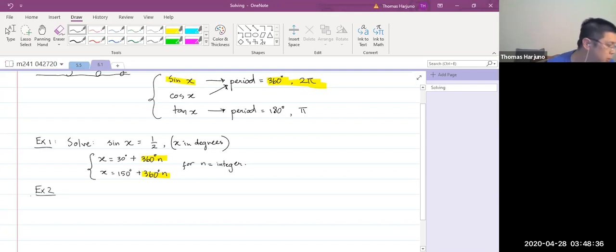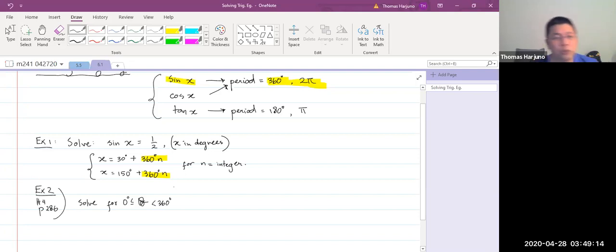I do question number 4 in section 6.1. This is page 286. Number 4. 2 cosine, so let me write the question first. Solve for theta between 0 degrees to 360 degrees without using calculator.